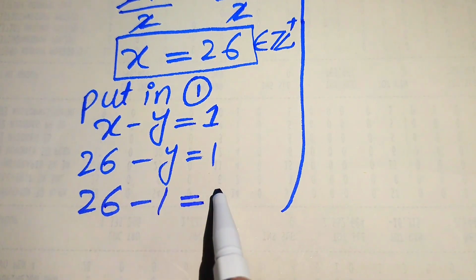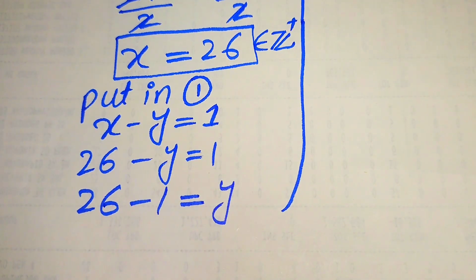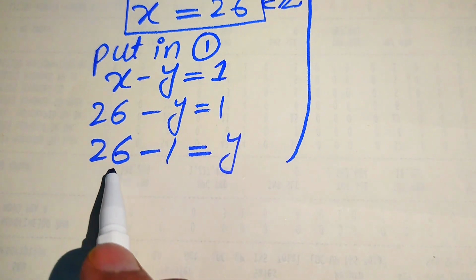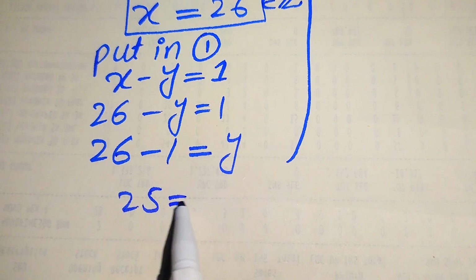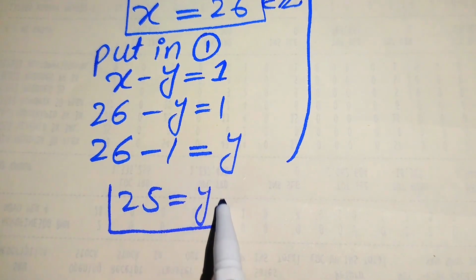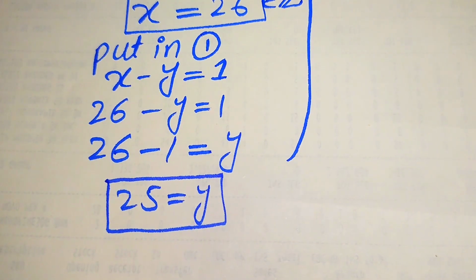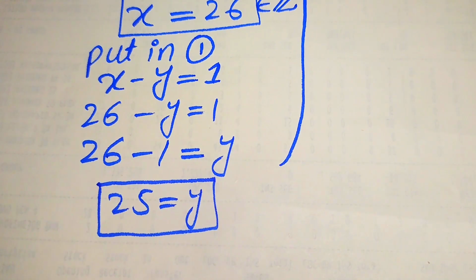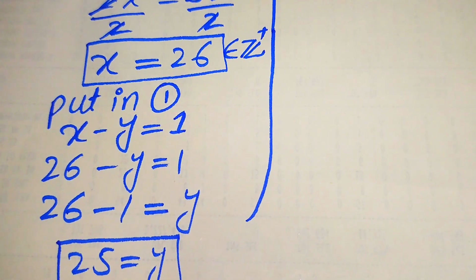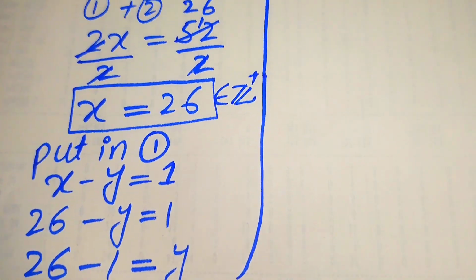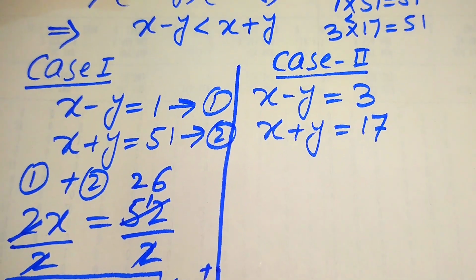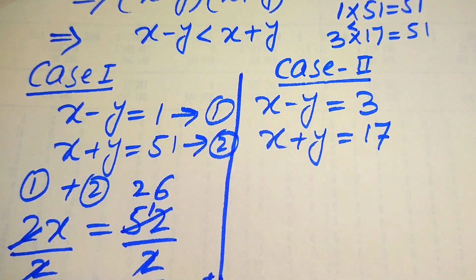It will become 26 minus 1 is equal to y. So we have 26 minus 1 becomes 25 is equal to y. So this is the value of y which we get in this method. And in the next step we move towards our second case, and in the second case we again get the other values of x and y.